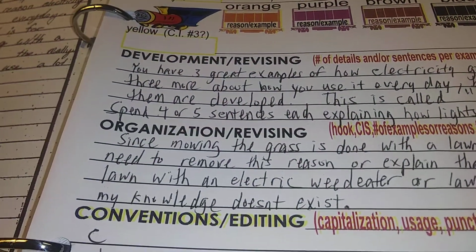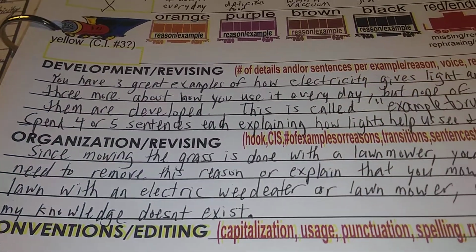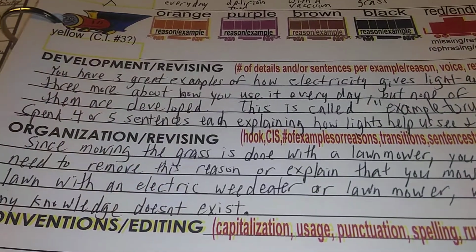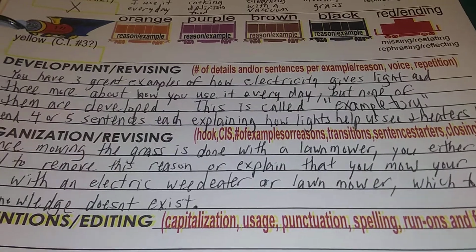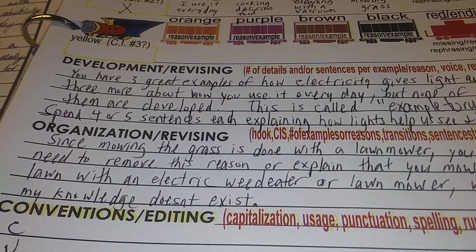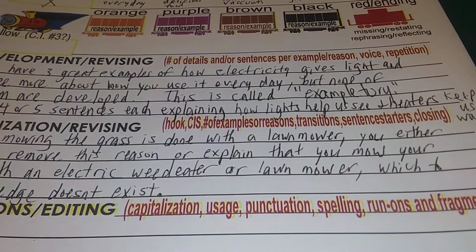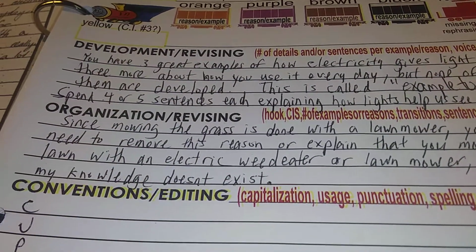Organization problem: since mowing the grass is done with a lawnmower, you either need to remove the reason or explain that you mow your lawn with an electric weed eater or lawnmower, which to my knowledge doesn't exist.